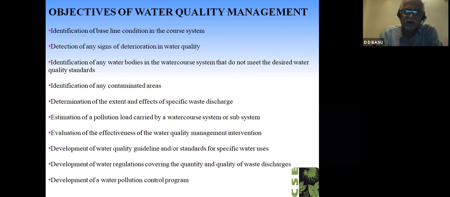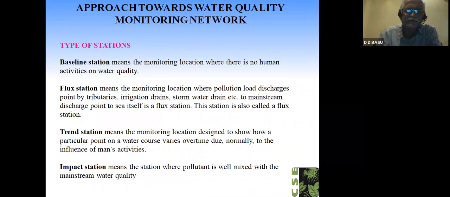Then development of water regulation covering the quantity and quality, development of water pollution control program. That is the case of the pollution control board. Next, these are total objectives I have given you. There are 4 types of station. One is the baseline. At the upstream, you can do it. But in the case of Ganga, in your states of Ganga, you will find that there is an upstream station right above Rishikesh actually.